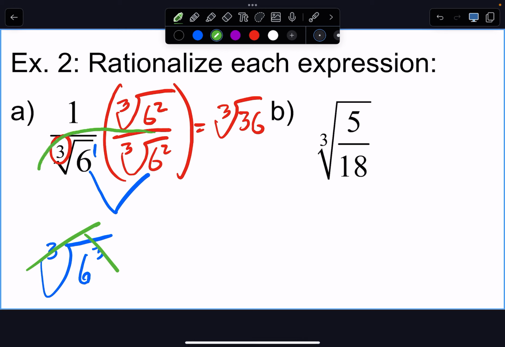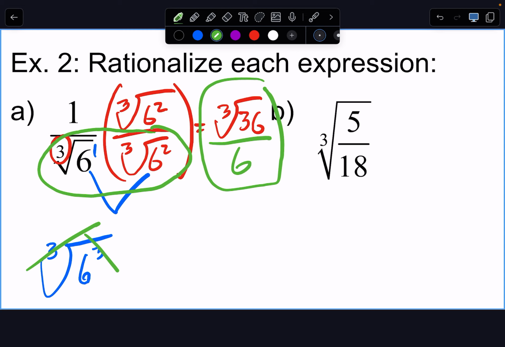That's why I complete this perfect square, guys. This perfect radical, rather. The cube root of 6 cubed is 6. I'm done. Why? Because I created this perfect radical. When I multiplied what was missing, I'm creating that perfect radical.